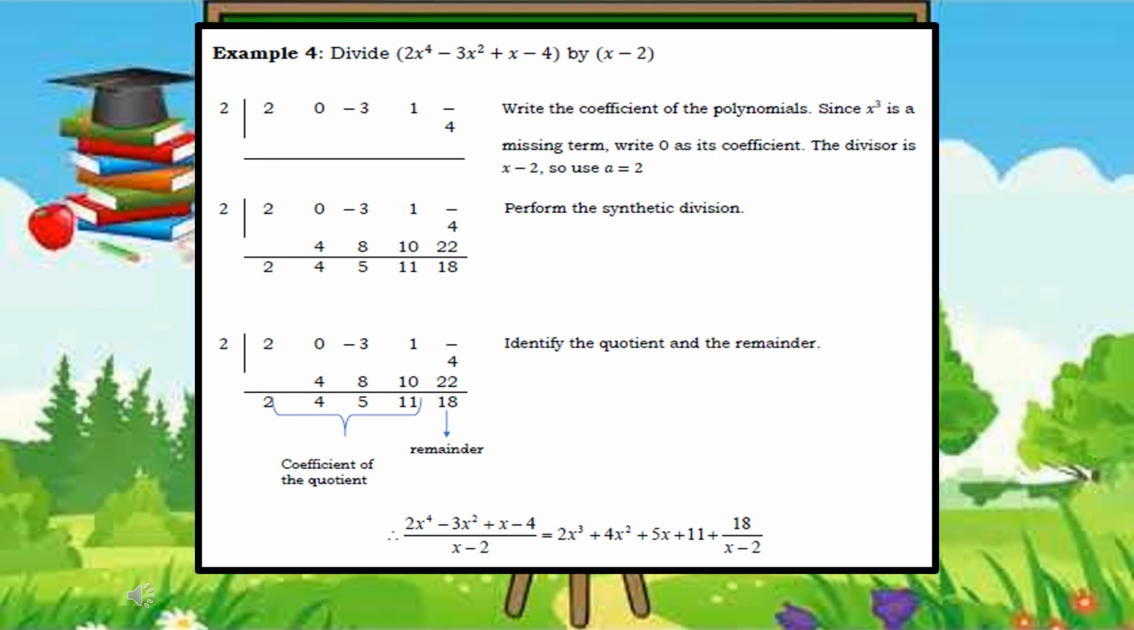Next is to identify the quotient and the remainder. So the last number in the synthetic division is 18. So that is our remainder.